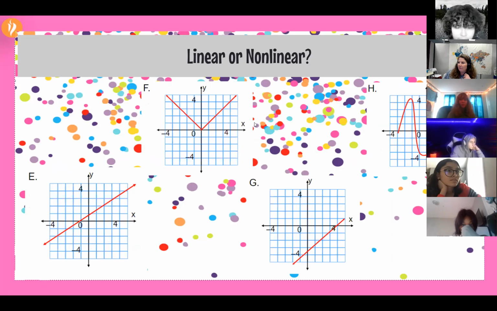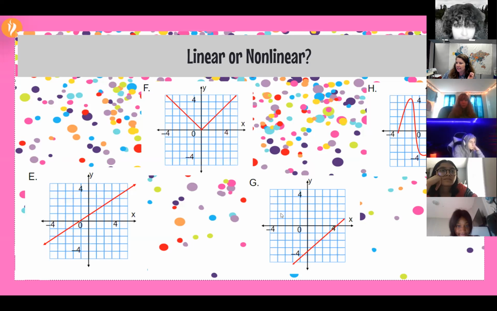All right, what about letter F? This is a tricky one. What do you think, Angel? Linear or non-linear? It's a little tricky, Angel. Go with your gut, Angel. What do you think? Non-linear. It is non-linear. So even though these are definitely both straight lines, right? However, since the slope goes from negative to positive, it's not a constant rate of change. So you're exactly right, Angel. Good job, good job.